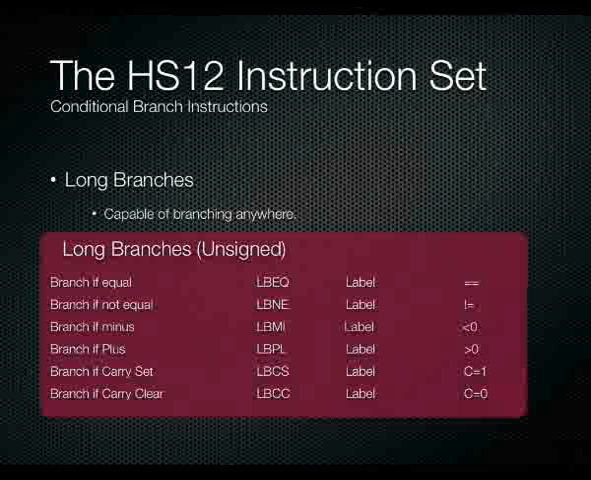So short branches are generally the better way to start with, but if you get an error or a short branch doesn't work, then simply convert it to a long branch. So I've got exactly the same thing we had with short branches. We have the same equivalent instructions with long branches. With long branch we have branch if equal to, LBEQ, branch if not equal to, LBNE, and these are unsigned first. We have branch if plus, LBPL, branch if carry set, branch if carry clear.